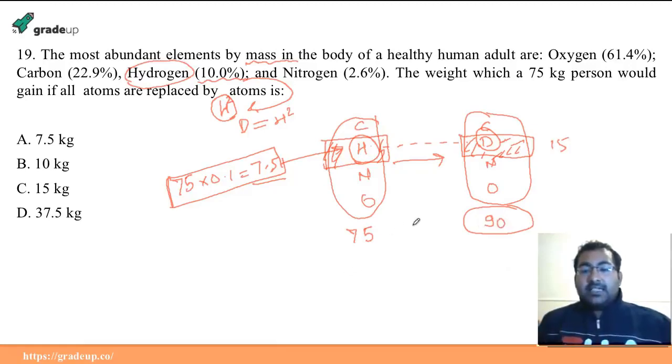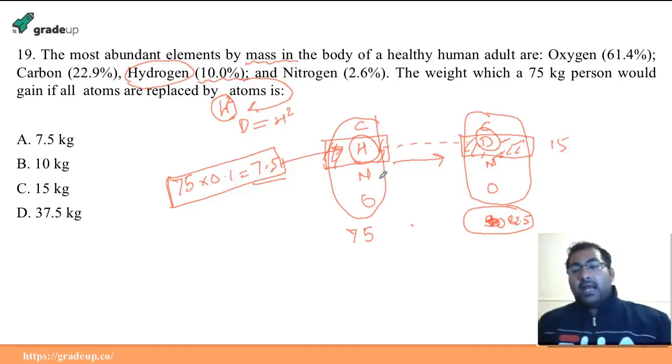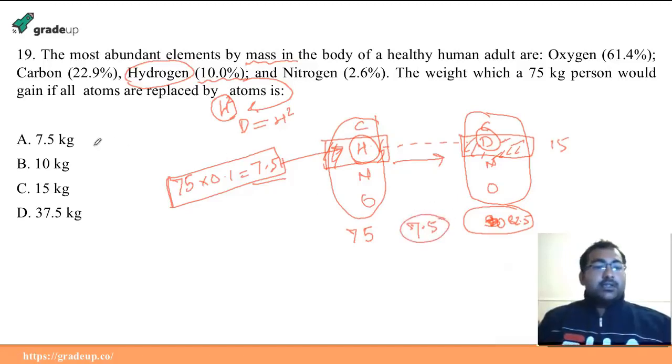And what is the increase in weight? Sorry, not 90 kg. The weight will be now 82.5 kg, right? Because you had that 7.5 here, you are adding another 7.5. So the increase in weight will be 7.5 kg. So here option A is correct.